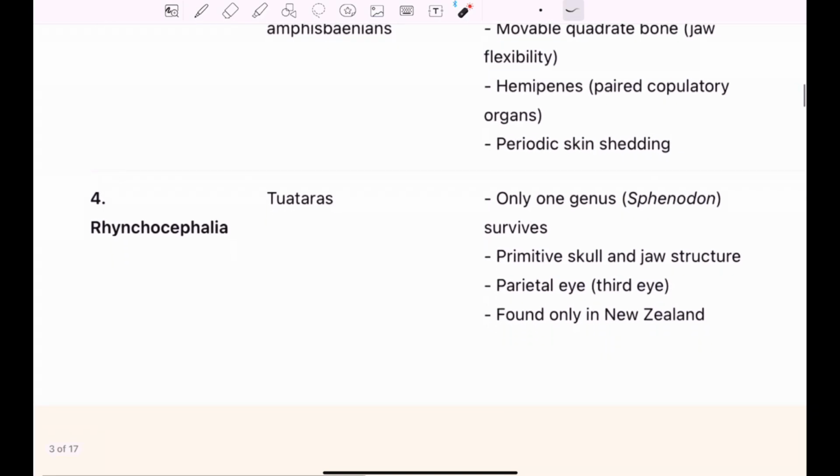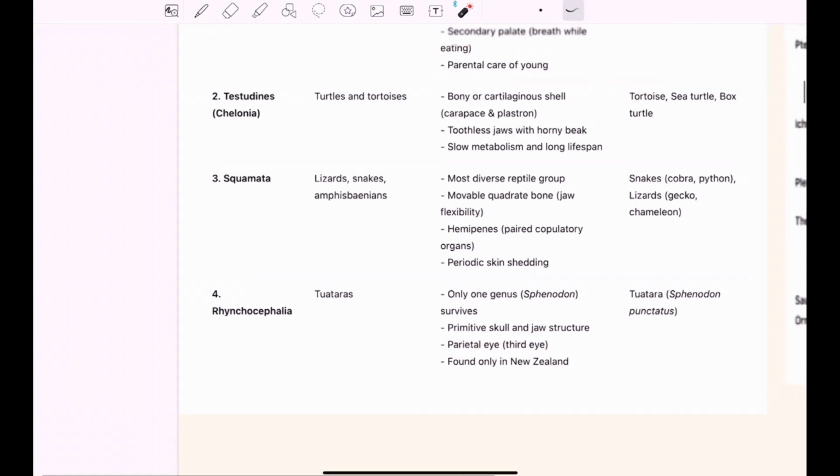Then Rhynchocephalia, they include the tuataras. Only one genus is present, that is Sphenodon. They have a primitive skull. The jaw structure is primitive. There is a parietal eye or the third eye. They are found only in New Zealand.